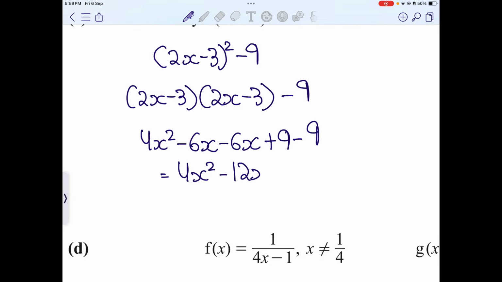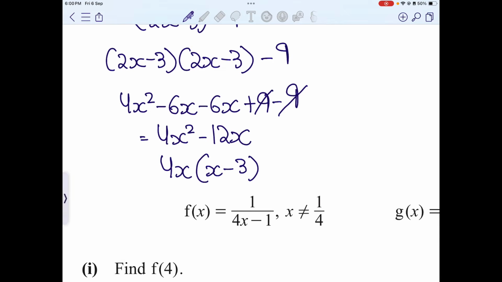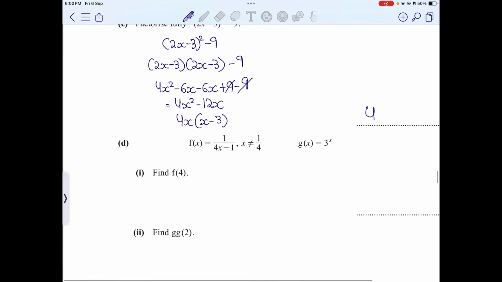minus 12x. Now in this, because 9 and 9 will cancel out each other, I can take 4x common. When I take 4x common, what do I need to multiply with 4x to get 4x squared? x. And what do I need to multiply with 4x to get negative 12x? Basically minus 3. So this would be my final answer: 4x into x minus 3.